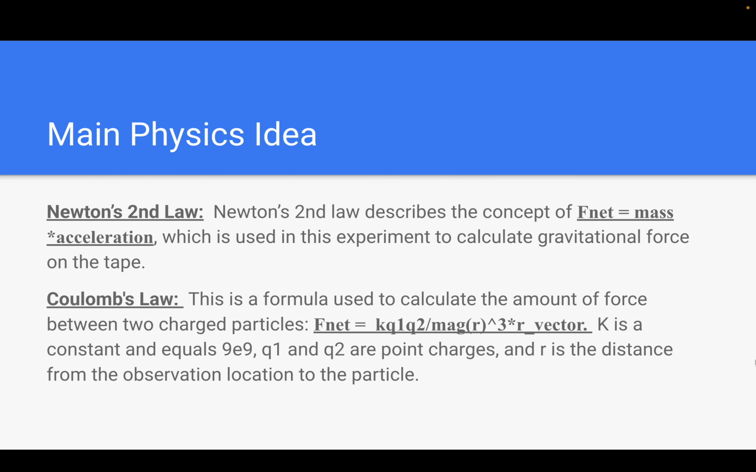The main physics ideas used in this experiment were Newton's second law and Coulomb's law. Newton's second law describes the concept of F net equals mass times acceleration, which is used in this experiment to calculate gravitational force on the tape. And Coulomb's law is a formula used to calculate the amount of force between two charged particles, where F net is equal to this formula over here. K is a constant and equals 9 times 10 to the 9th. Q1 and Q2 are point charges, and R is the distance from the observation location to the particle.